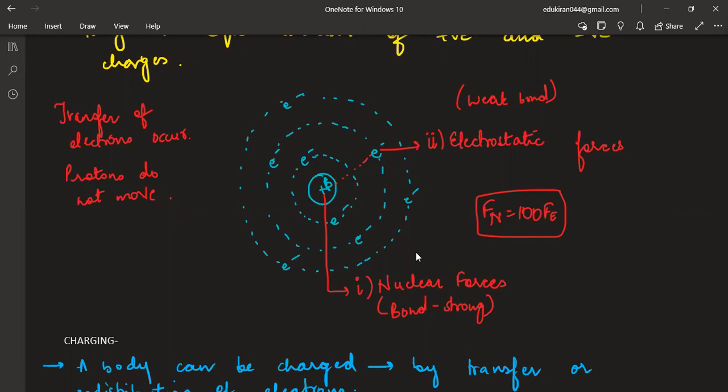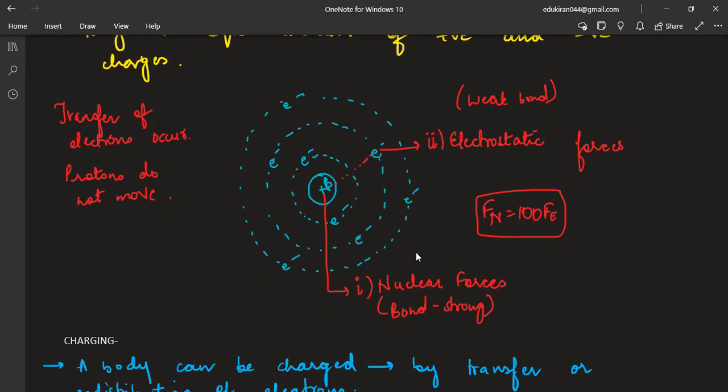But when we compare the nuclear forces and the electrostatic forces, the nuclear forces are very much stronger than the electrostatic forces. So what happens if a force is very weak, like electrostatic force in comparison to nuclear force? Electrons would easily break off, right? Their bond will easily break off. In case of nuclear forces, the bond is strong, so protons are tightly held. So you should just remember that it's the transfer of electrons that occurs. Protons do not move. And if a body has lost electrons, the body is positive.